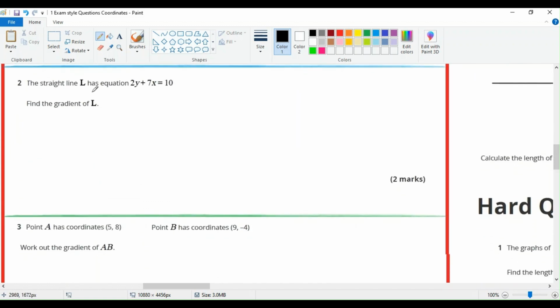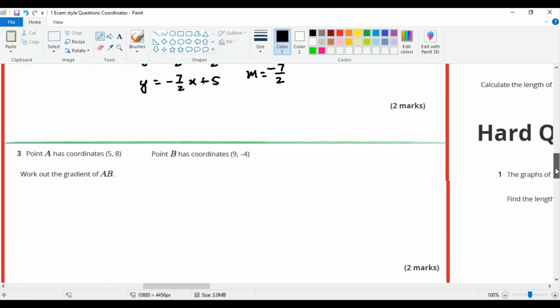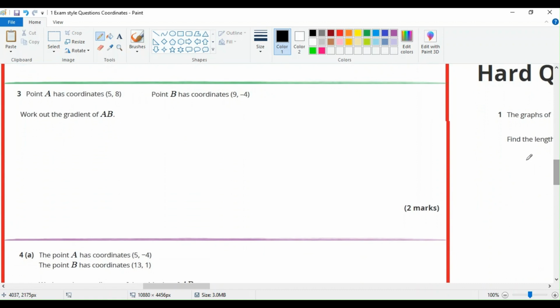The straight line L has this equation, find out the gradient. That means 2y equals negative 7x plus 10, and y equals negative 7 over 2 x plus 10 over 2. That means y equals negative 7 over 2 x plus 5. So the gradient is negative 7 over 2. M equals negative 7 over 2. Moving on to question number 3.